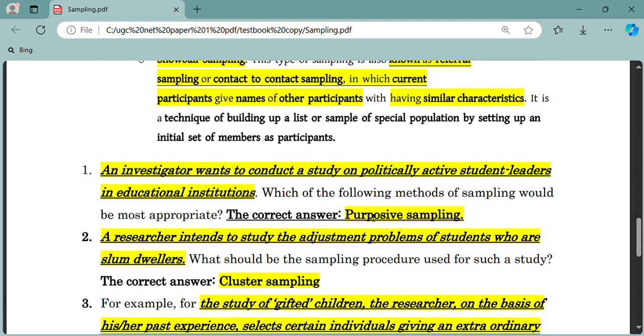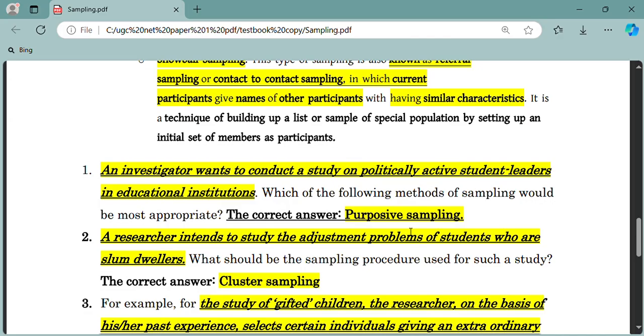An investigator wants to conduct a study on politically active students or leaders in the educational institutions. Which of the following methods of sampling would be most appropriate? The correct answer is purposive sampling. Number two, a researcher intended to study the adjustment problems of students who are slum dwellers. This is an example of cluster sampling.